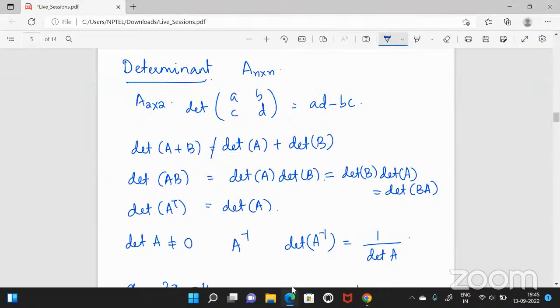All these. Determinant of A power n is equal to determinant of A whole power n, and then this. Product is this, transpose is this, inverse is this, power is this. Sum, it doesn't spread. So that's it. With this, you can solve all the problems.